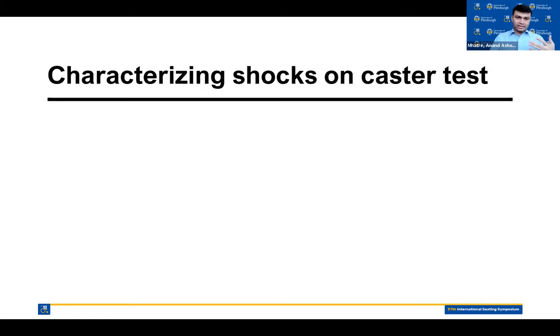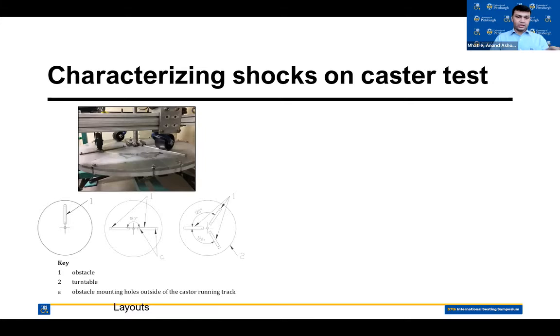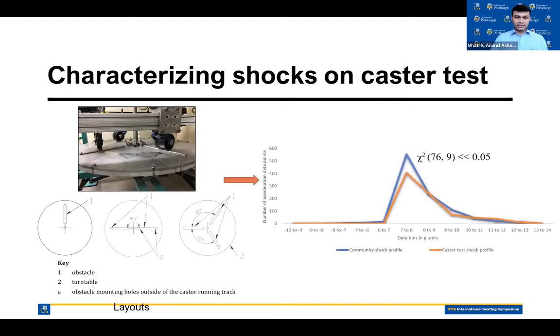So the next step in this process was I put accelerometers or sensors on this caster testing arm, and I developed several different obstacle layouts. As you can see, there are several different layouts, and there are different sizes or thickness of these obstacles as well. So I did several trials, experimented with what can help us develop a shock profile on the caster test that is matching the community profile.